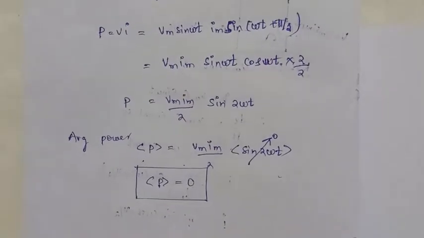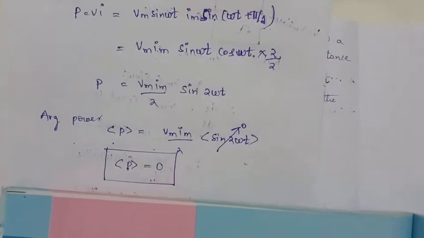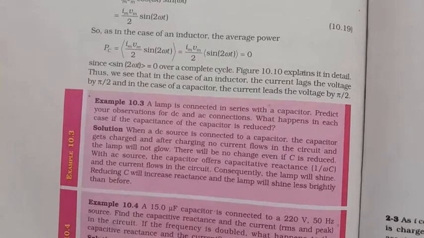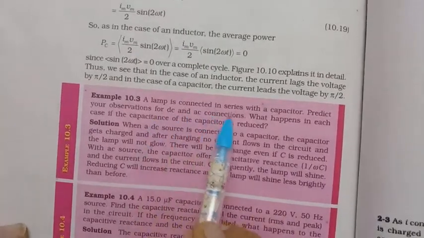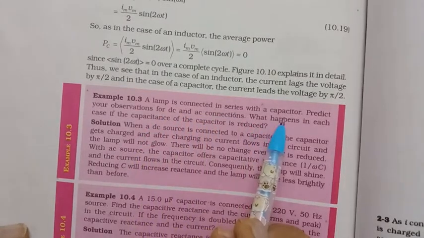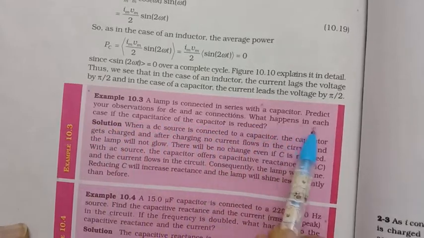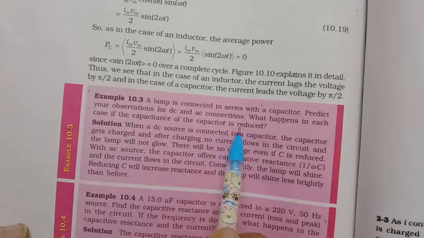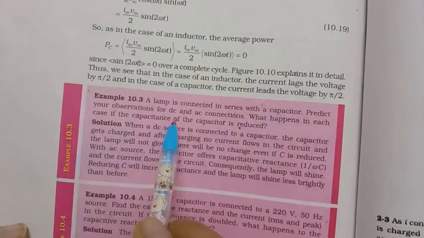This is the AC voltage applied to a capacitor. Next, let us go for the problems. Example problem: a lamp is connected in series with a capacitor. Predict your observation for DC and AC. What happens in each case if the capacitance of the capacitor is reduced? So, a lamp in series with a capacitor, with AC and DC.